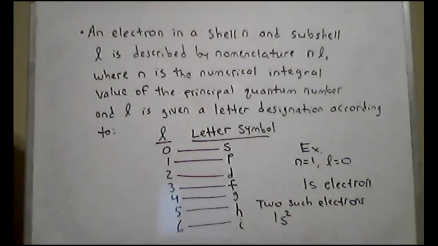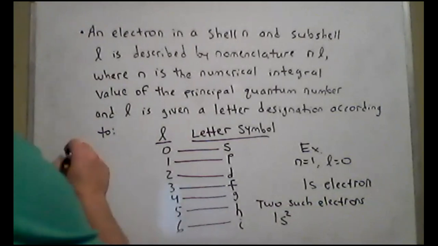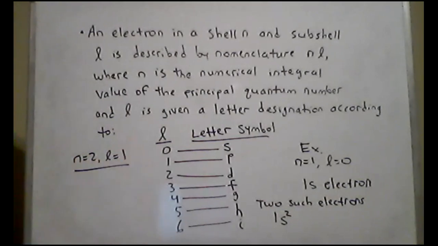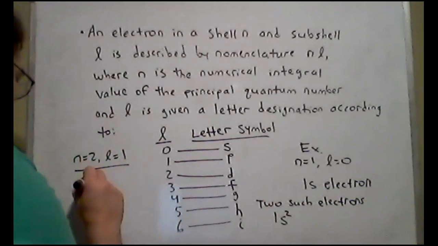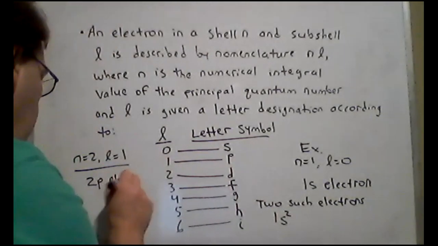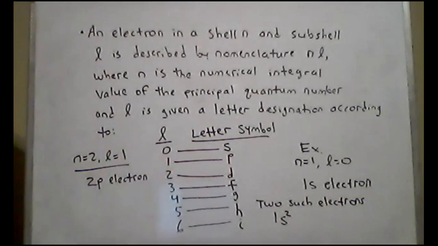Another example: n equals 2, L equals 1. n equals 2, that's a 2. L equals 1, that's a p. That would be a 2p electron. So we designate a label on electrons based upon their shell value and their subshell value. Now, how many electrons can be in a shell? Let's go fill up a shell and see how we do that.